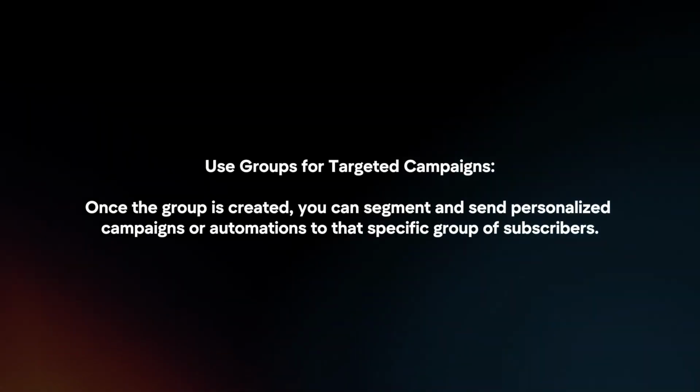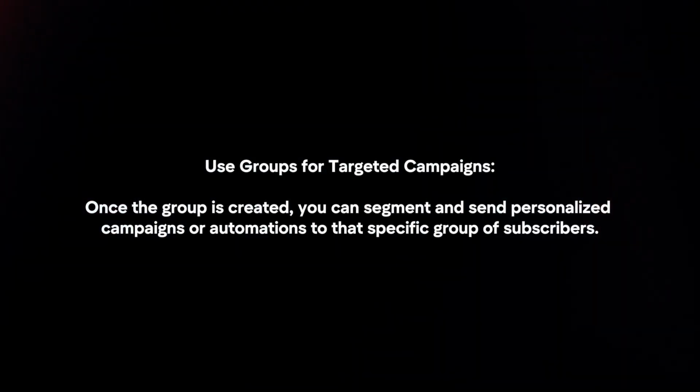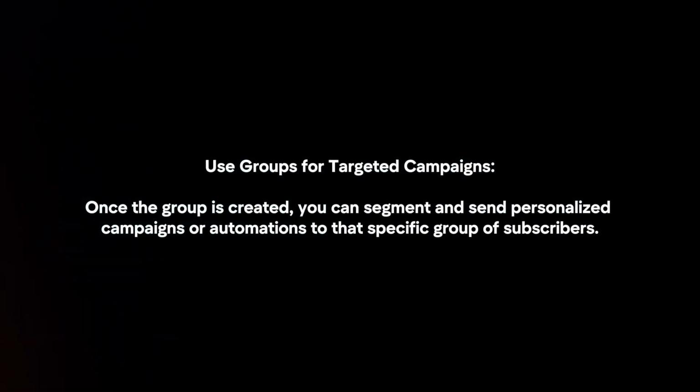Use groups for targeted campaigns. Once the group is created, you can segment and send personalized campaigns or automations to that specific group of subscribers.